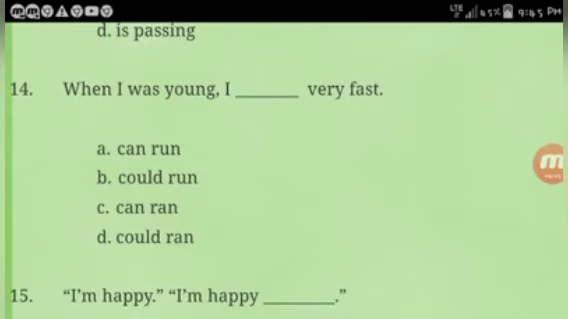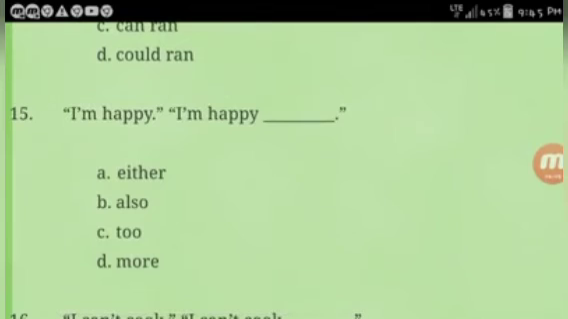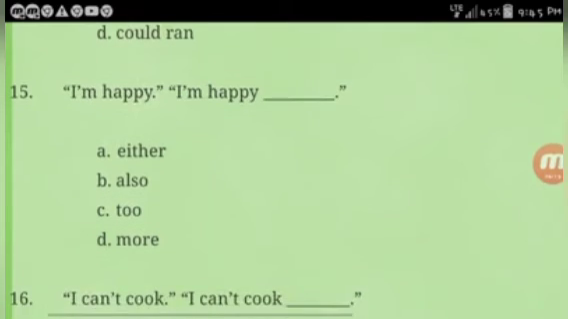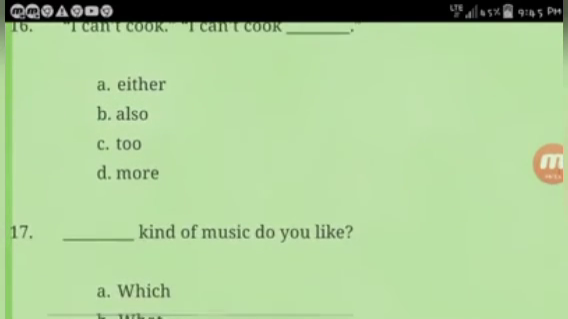So when I was young, I could run very fast. Letter B. Next one, I am happy. I'm happy too. Letter C. Because it's a positive sentence, we use too. But if it's negative, like number 16, I can't cook. I can't cook either. Okay, either. Next one, oh, that's letter C.